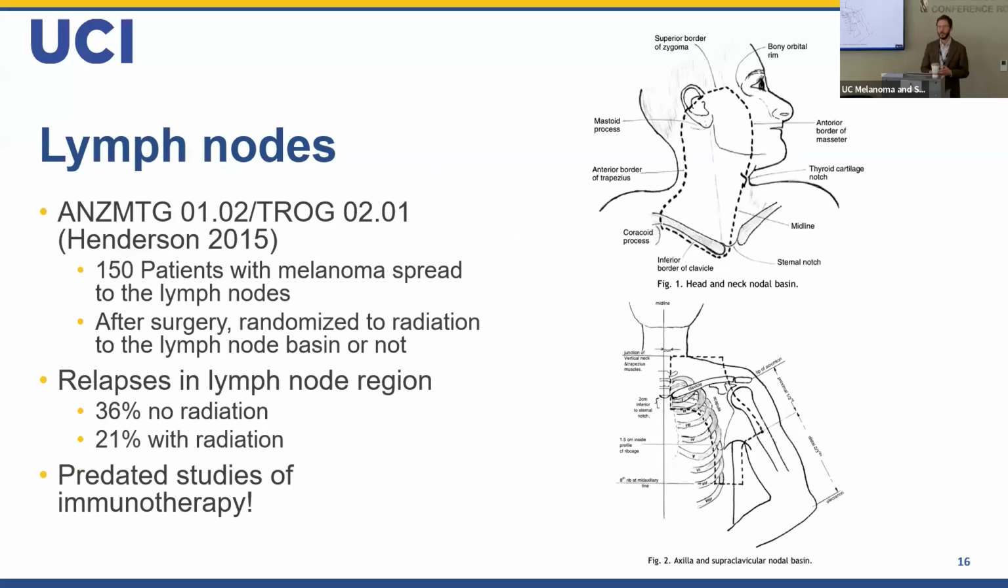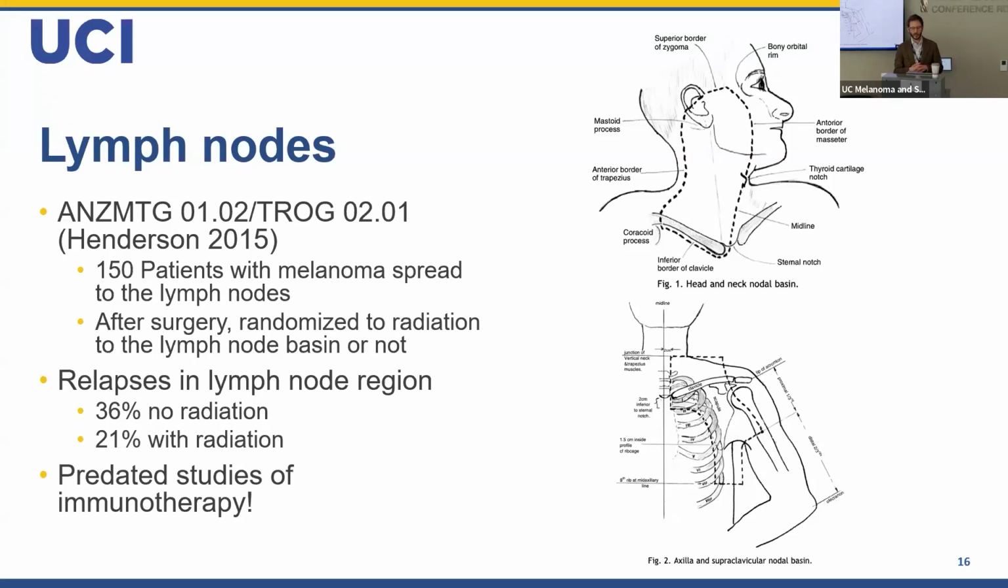Another uncommon subtype of cutaneous melanoma are those that have a propensity to spread to lymph nodes of the body rather than throughout the rest of the body. So lymph node spread has been tested in a clinical trial from the Tasmanian group TROG. They looked at patients who had skin melanomas that spread to lymph nodes and thereafter were treated with or without radiation therapy. So a very basic question of whether to do radiation or not. There was a benefit to doing radiation in terms of the tumor recurring in the lymph node region, so 36 versus 21%.